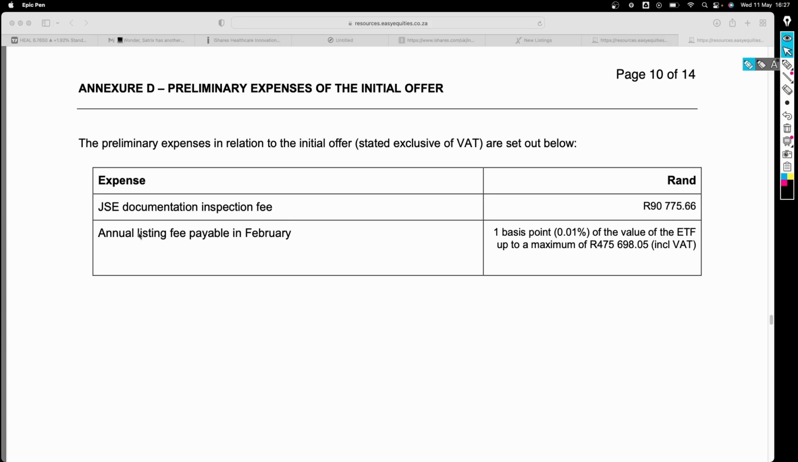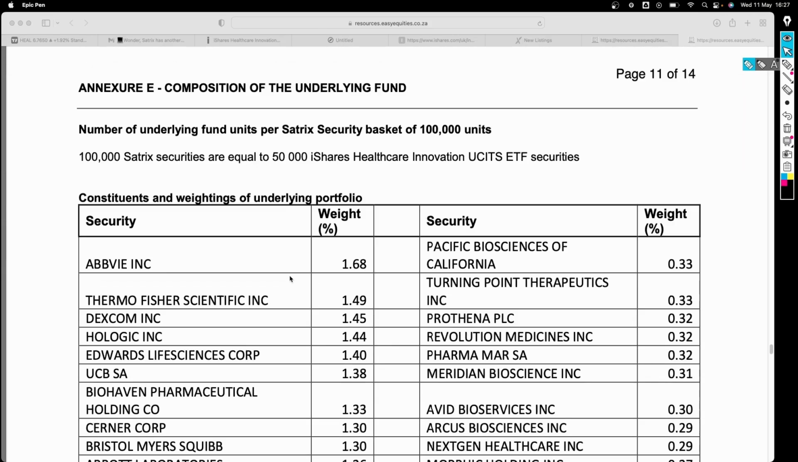91,000 rand, and then also the annual listing fee that is payable in February, meaning that once this ETF is listed on the JSE, the fund manager will be deducting about 0.1% of the value of the ETF for the listing fee, up to a maximum of 475,000. So it depends on how many investors invest in this ETF, and also on the net asset value of that ETF, then we can see what the market cap of that ETF is. Then JSE charges these companies 0.01%. Okay, so those are the expenses.